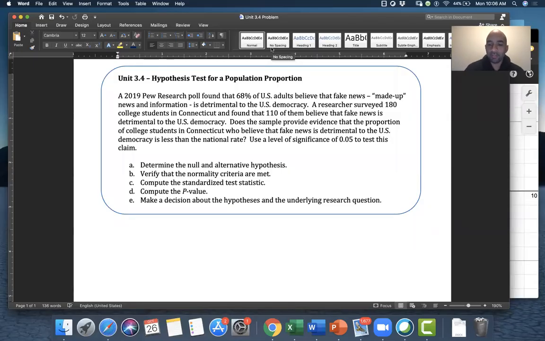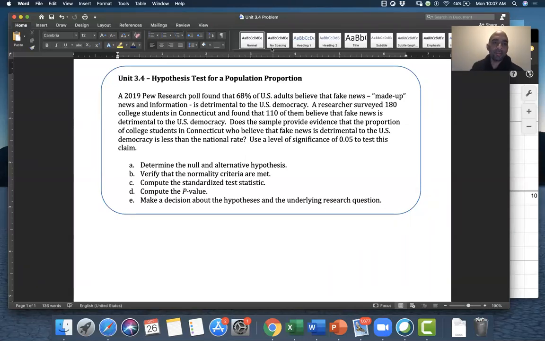All right, let's look at an example involving a hypothesis test for a population proportion. This is discussed in units 3.3, 3.4, and 3.5. So you really want to make sure you understand this concept well before taking the Module 3 quiz and moving on to Module 4. Basically, there's information about a sample, and we're going to use that information to test a claim about a population proportion. So let's take a look at this example.